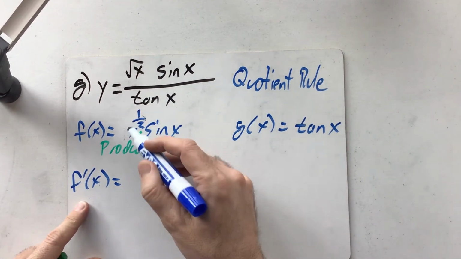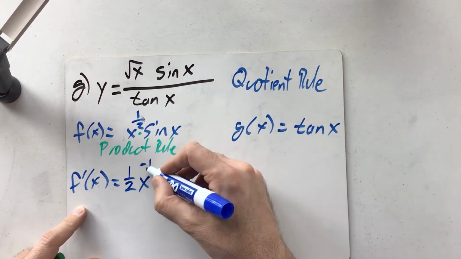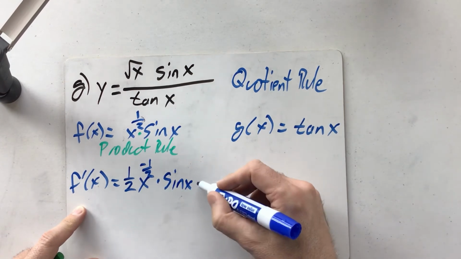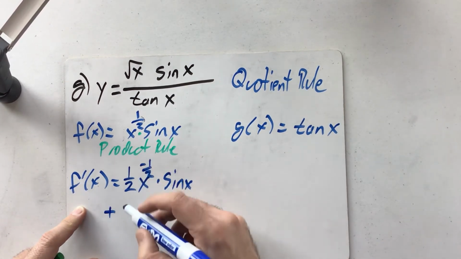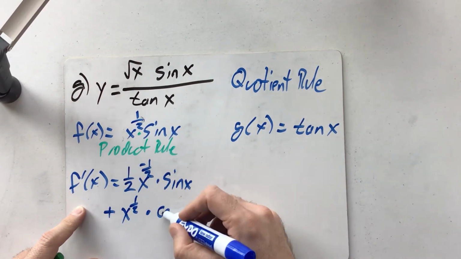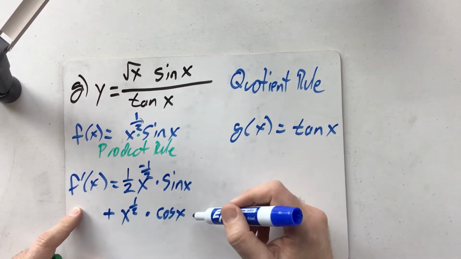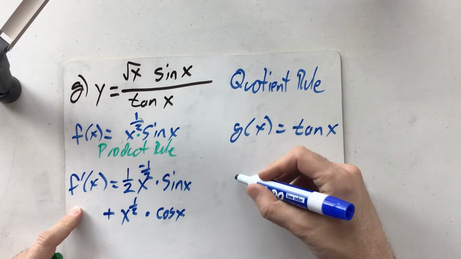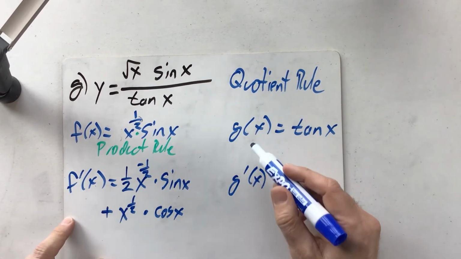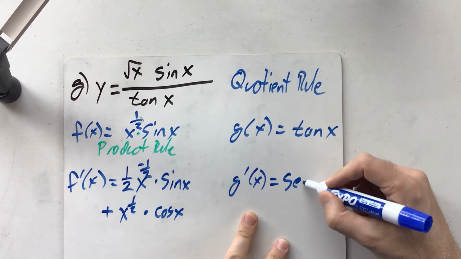So product rule, the derivative of the first, so that's 1/2 x to the negative 1/2 times the second, sine of x, plus the first, x to the 1/2 times the derivative of sine of x, which is cosine of x. So here's our problem. This part plus this part. I wrote on two lines because I also want to do a derivative over here on this side. So there's my f prime of x. My g prime, tangent, we just have to look it up. The derivative of tangent is secant squared.